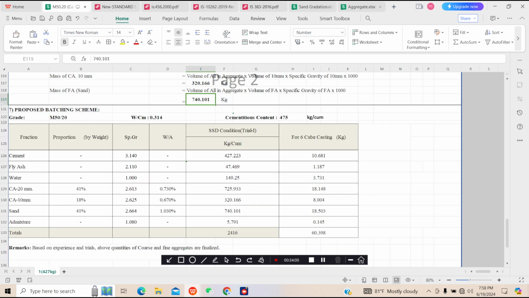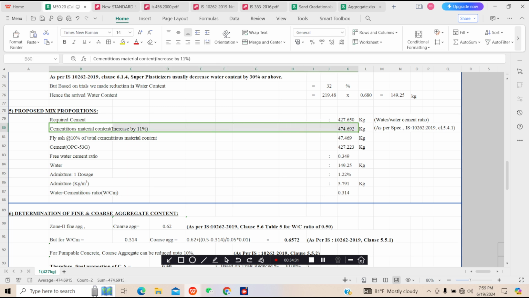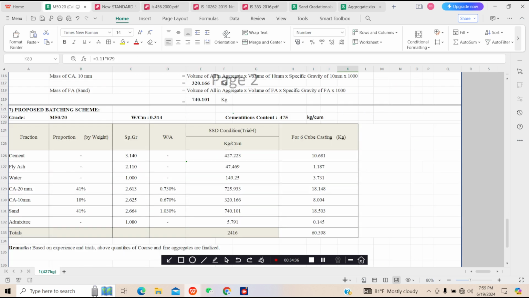Now I have made the table. The grade of concrete that we have calculated is M50, where I have earlier explained about the water cement ratio, when to take water cement ratio and when to take water cementitious ratio. So water cement ratio is 0.314, and the cementitious content, that is cement plus fly ash, is 475. From here only I have taken the cementitious material content 474.692. If we round off this value, we'll get 475.